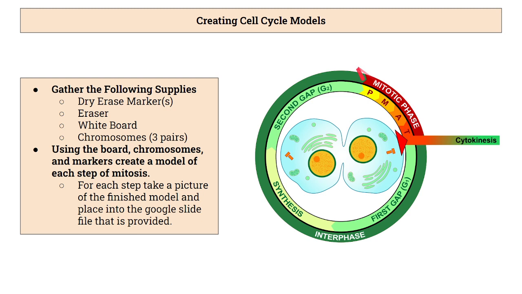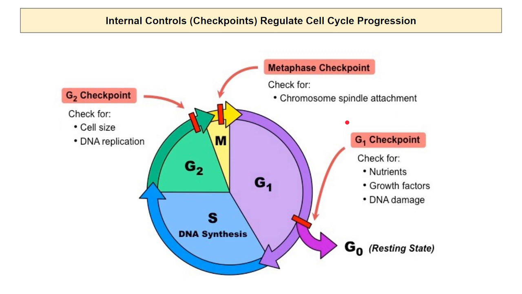So when we move from phase to phase within the cell cycle, there's going to be internal controls or checkpoints that are going to help regulate cell cycle progression. And the ones that you need to know for this class is the metaphase, the G1, and the G2 checkpoint. And these three things are going to have certain factors that they're going to be checking for before the cell is allowed to move on to the next stage.